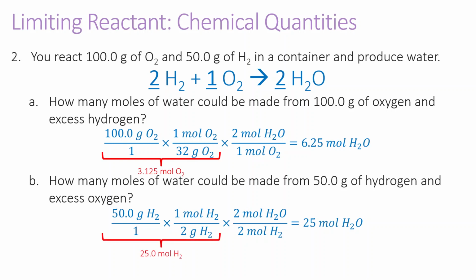Now, one thing that we want to look at, we might assume, since 50 is less than 100, that we have less hydrogen than oxygen. And that's not true, because 100 grams of oxygen, keep in mind that each mole weighs about 32 grams. So this is only about 3.1 moles of oxygen. Whereas 50 grams of hydrogen, because hydrogen has a much lighter molar mass, is 25 moles of hydrogen.